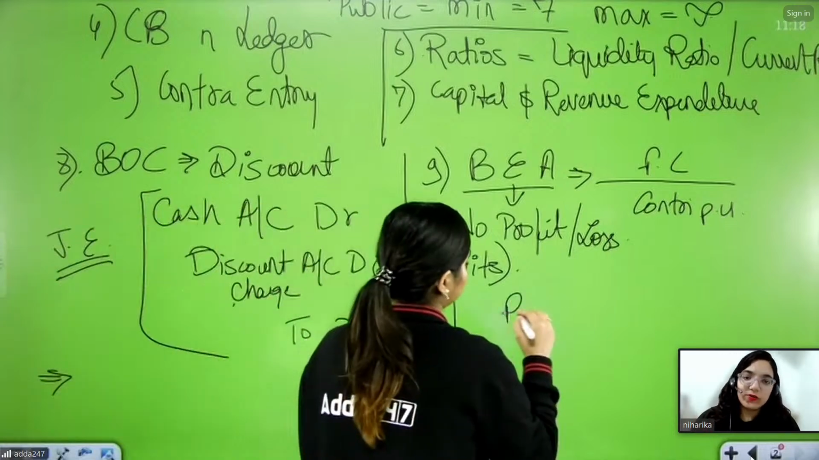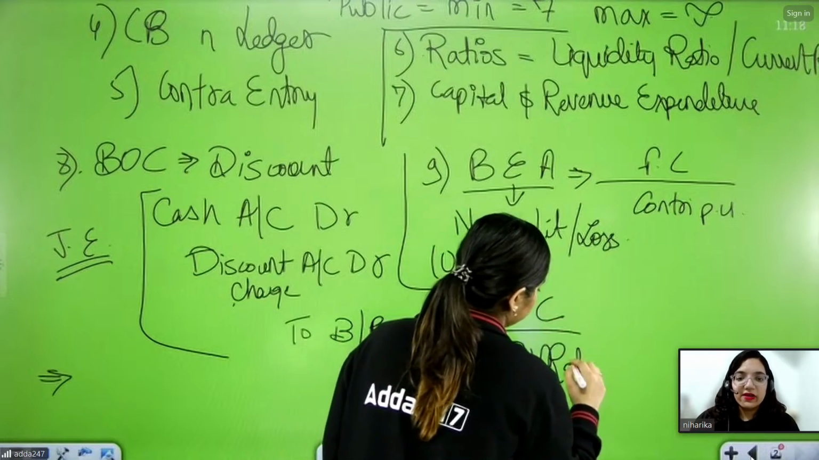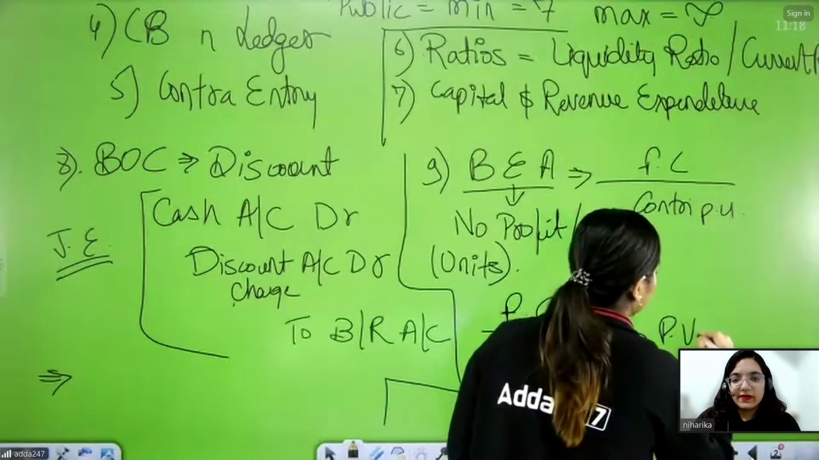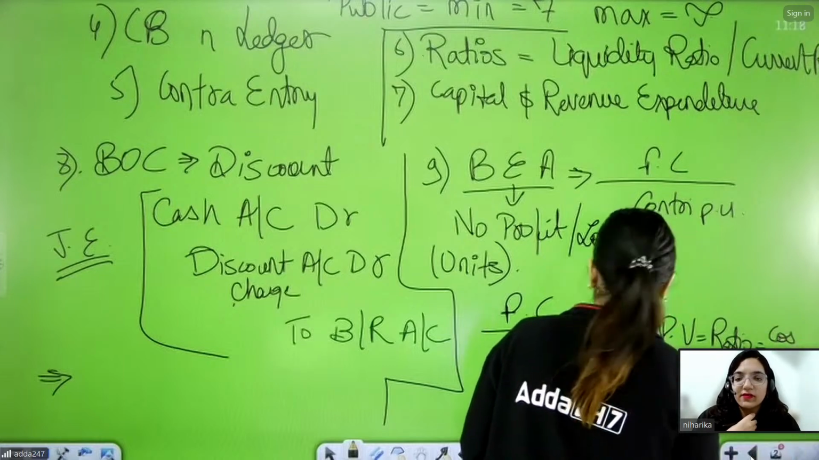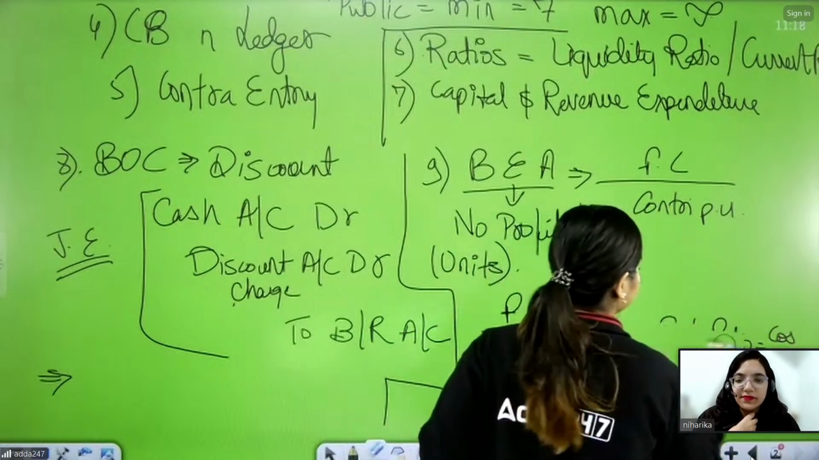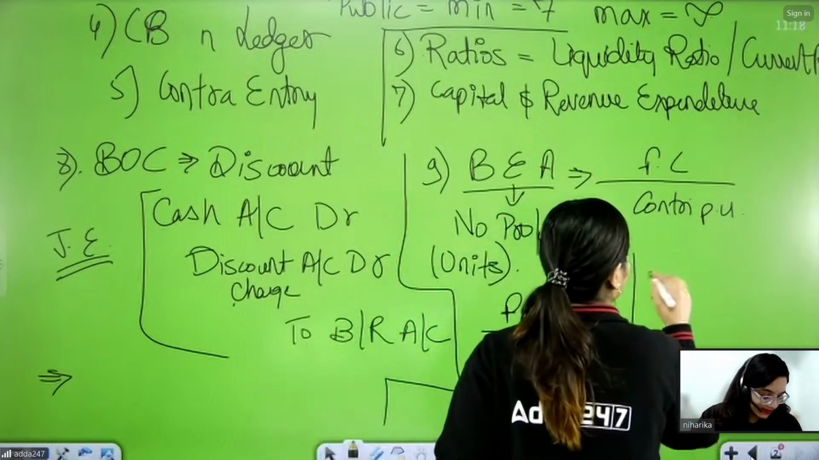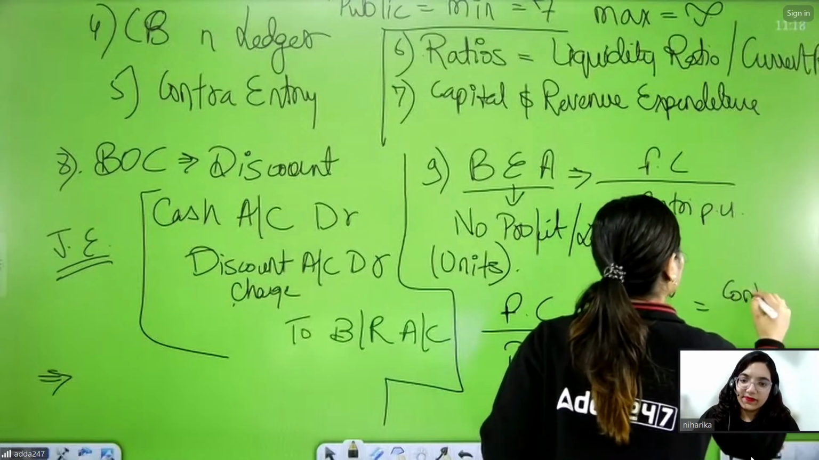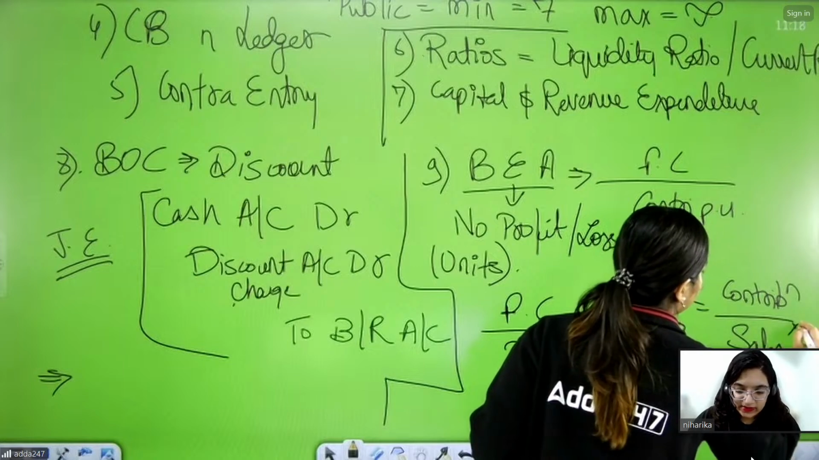And there was a question on PV ratio as well. This is FC upon PV. Please write the formula for PV ratio as well. So the PV ratio formula is contribution divided by sales. PV ratio equals contribution divided by sales into 100.